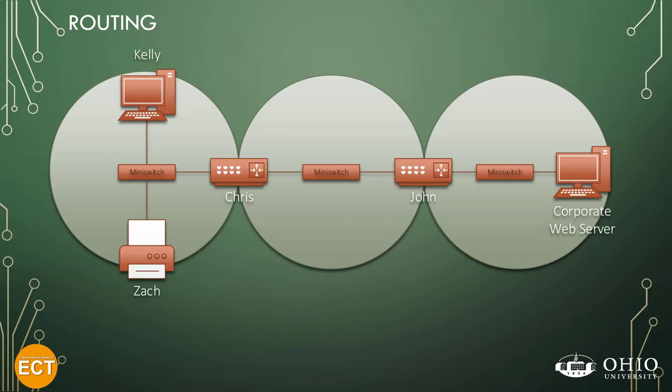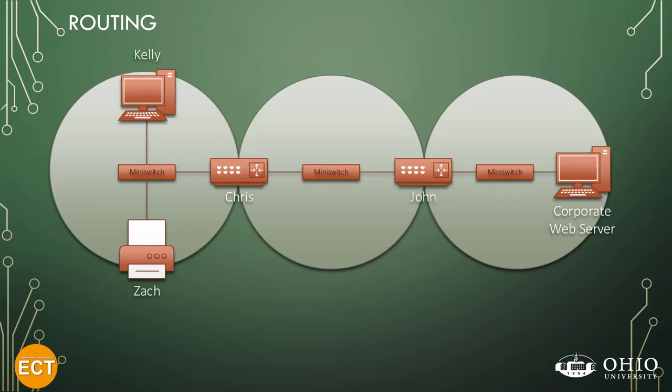But Chris has a default gateway as well, which is John. So Chris knows, if I don't know what to do with this, I send it to John. So Chris will send it to John. John will look at it and say, oh, hey, I'm in a network with the corporate web server. I can talk directly to that person. And it will send the packet on to the corporate web server because John and the corporate web server are on the same LAN together. And John will send the packet directly to the corporate web server.